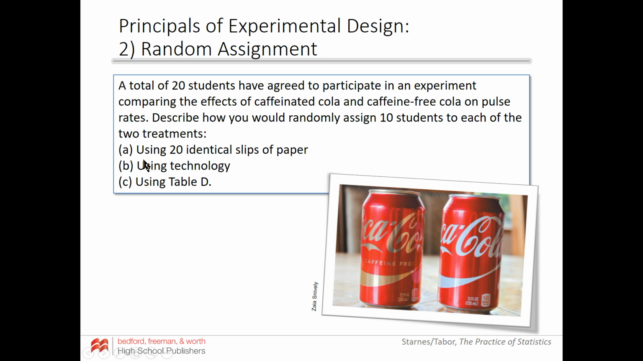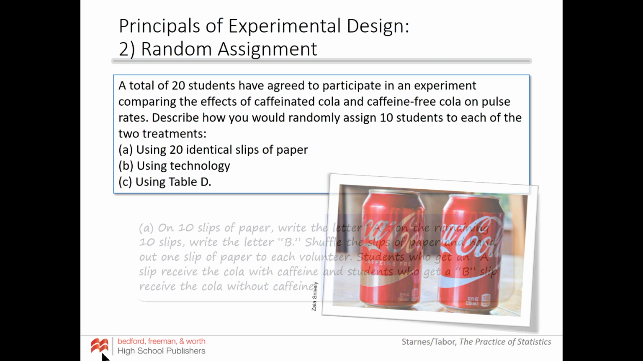We could do this 3 different ways: using 20 identical slips of paper, using technology, aka your calculator, or using Table D. Remember our table of random digits. I'm going through A and B with you just so that you see them, but like what we talked about with simple random sampling, you're really going to be using Table D. So option C is the one we're really going to focus on. I'm going to quickly breeze through these other 2.